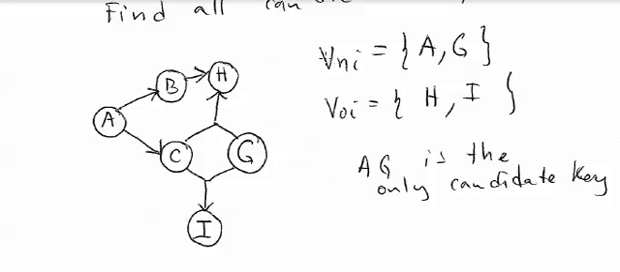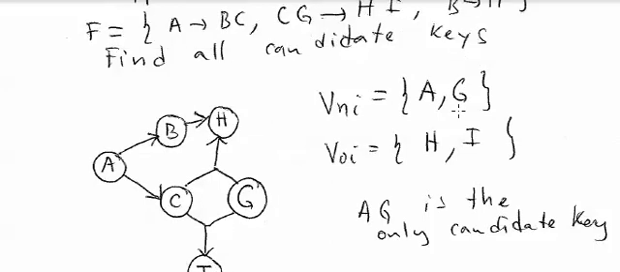The ones with no incoming edges are A and G. Why? Because A doesn't have any incoming edges, and G is the other one that doesn't have any incoming edges. Now, the ones that only have incoming edges are H and I. You see, there is no outgoing edge from H, and nothing from I. The PowerPoint also says that A and G are very important because there is no incoming edge, so they need to be part of a candidate key because there is no other way of deriving them.